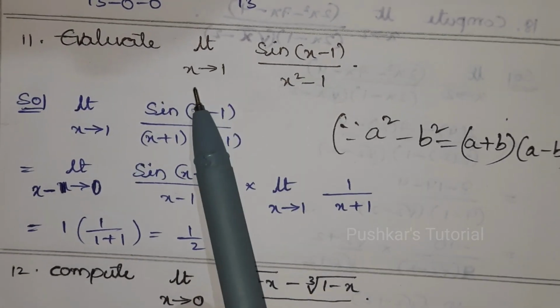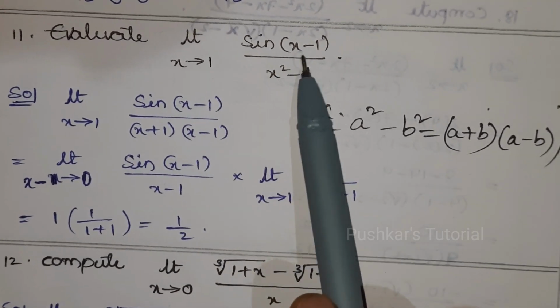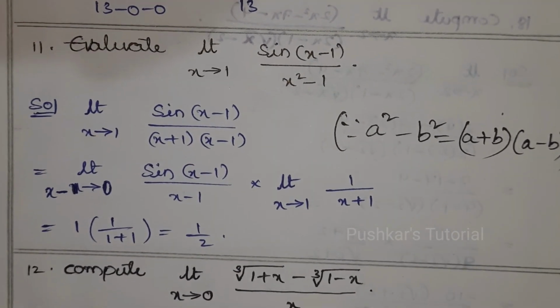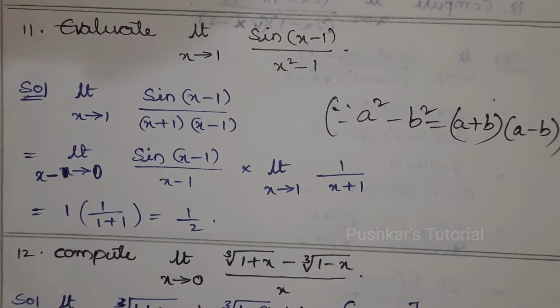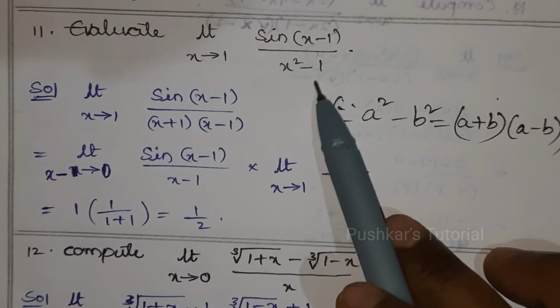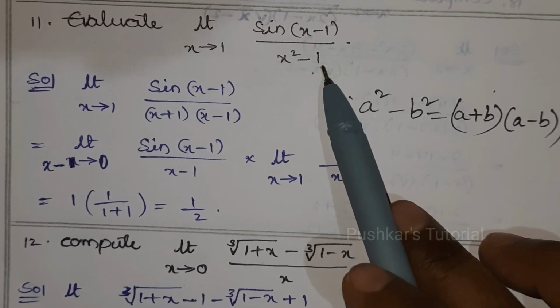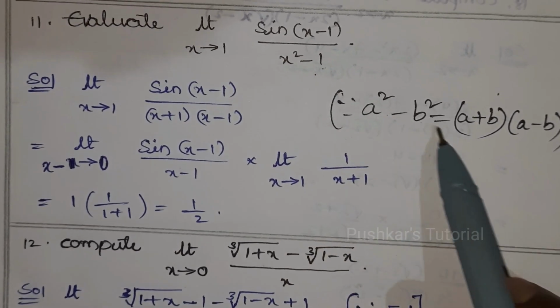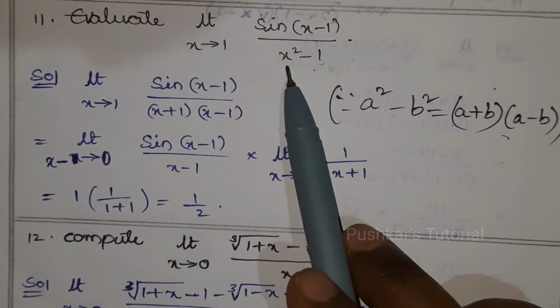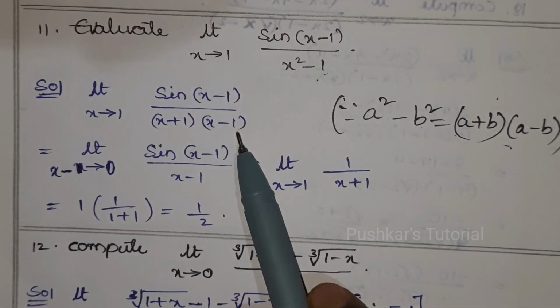Limit x tends to 1, sine(x minus 1) by (x square minus 1). Again, we convert the formula into sine nx by x, which means whatever angle is there, the denominator should be that angle. So 1 we can write as 1 square, so it looks like the a square minus b square formula, (a plus b) into (a minus b). So (x plus 1) into (x minus 1).